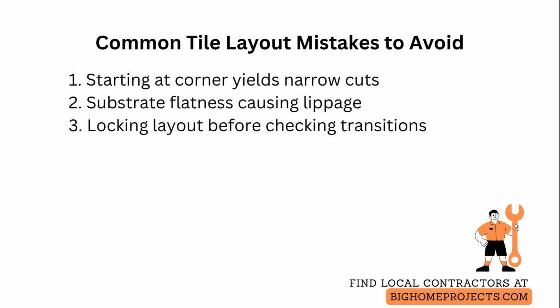A third issue is locking into a layout before checking transition points and adjacent rooms, which causes misaligned joints and awkward seams. Prevent this by simulating transitions with spare tiles and adjusting the primary grid so joints align across thresholds.